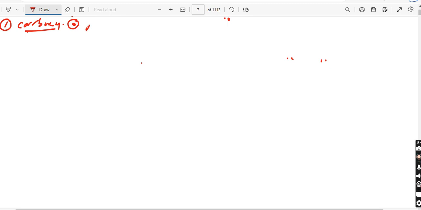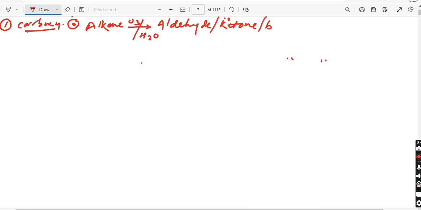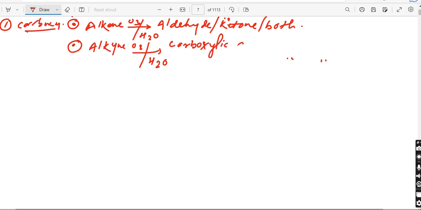So first of all, remember alkene on reaction with ozone and hydrolysis gave what? Aldehyde or ketone, or both, right? But when we react alkyne with this O3 and then hydrolyze, this will give carboxylic acid.